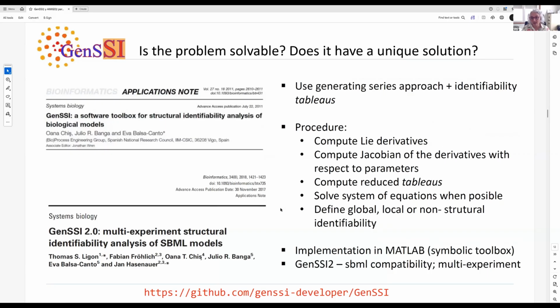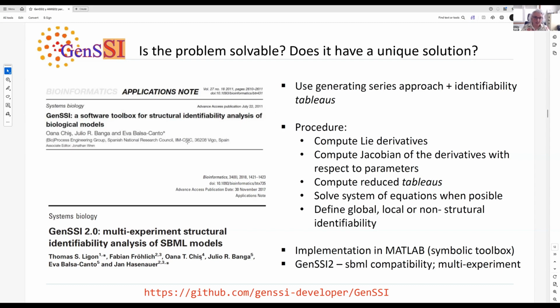So the software automates everything. The mathematics behind it is a little bit elaborate, and I won't go into it, but we will need to do lots of symbolic manipulations over the ordinary differential equations, including computing Lie derivatives, computing Jacobians of these derivatives with respect to parameters, drawing these identifiability tableaus, trying to solve a system of nonlinear equations, if possible, to eventually tell you whether all of the parameters can be uniquely estimated, only a part of them can be uniquely estimated, or whether there are several solutions for one or several given parameters.